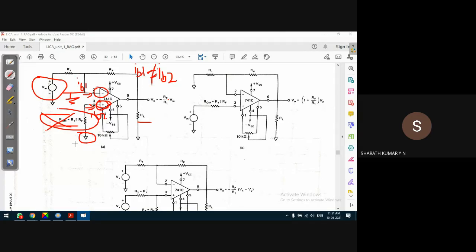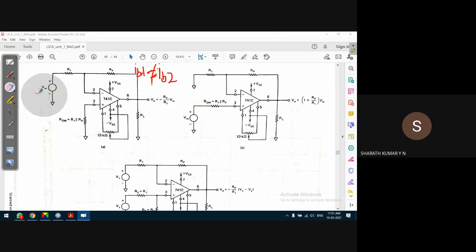In that case, to equalize the current flowing to the inverting input terminal and the non-inverting input terminal, an additional resistance is connected to the non-inverting input terminal. What should be the value of this additional resistance? It should be equal to the effective resistance at this point. The effective resistance at this point is the parallel combination of two resistances, R1 and RF.